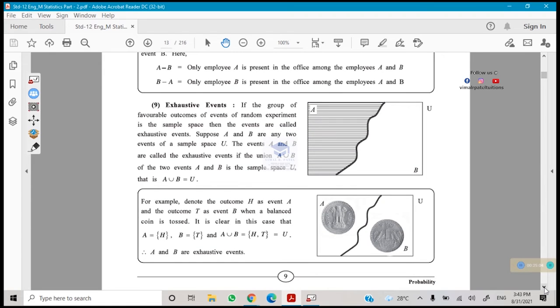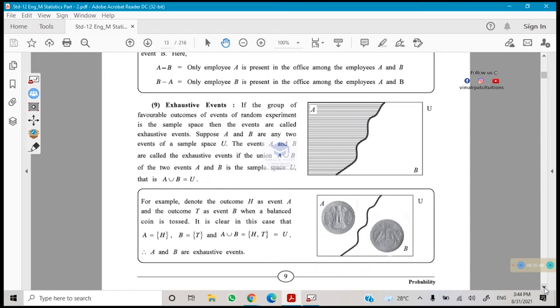Then exhaustive events. If the group of favorable outcomes of events of a random experiment is the sample space, then the events are called exhaustive. It means in totality they will construct the union, the sample space, like getting head and getting tail. Both outcomes collectively will be referred to as U or the sample space. Nothing else is there. So that is called exhaustive events.